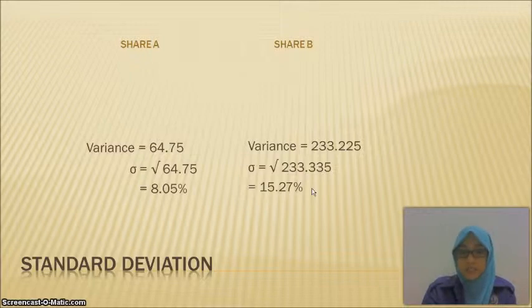Then we calculate the answer, 233.225 square root, then we will get 15.27.